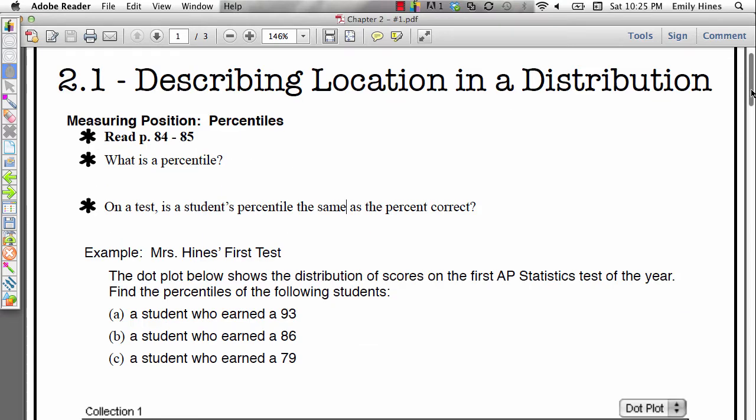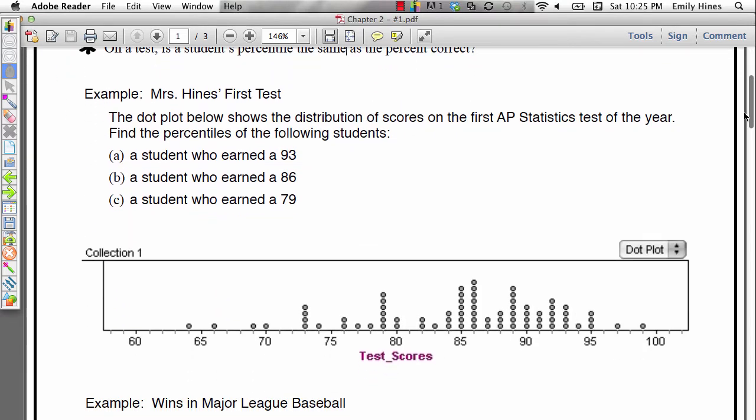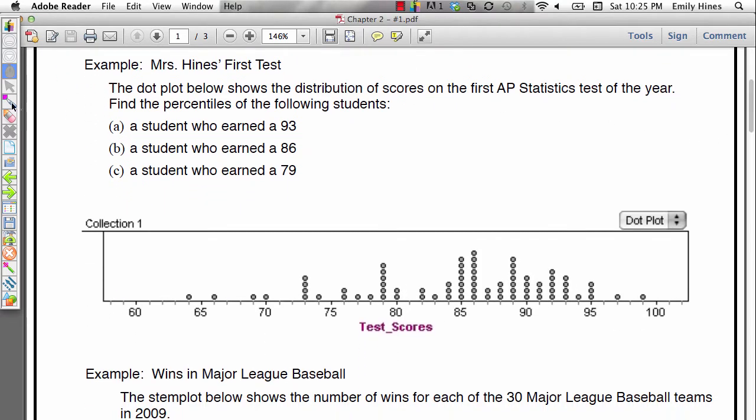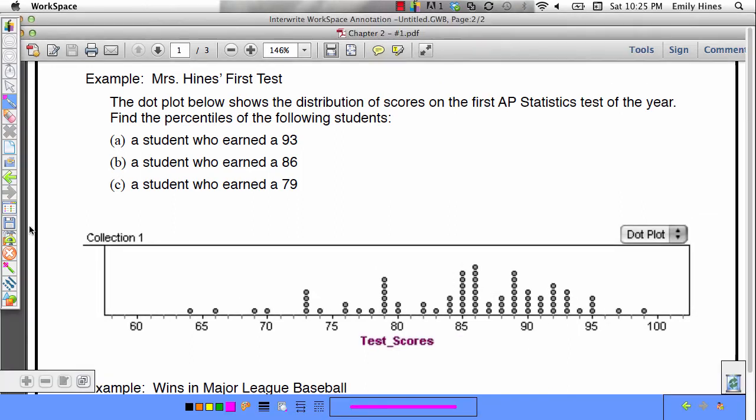Here is a dot plot of scores, and this is actually from Ms. Hines' first test from last year. And if we look at the percentiles of the following students, so here we have everyone's percent correct scores. There are actually 76 people in this dot plot. Okay, 76 points in this distribution.